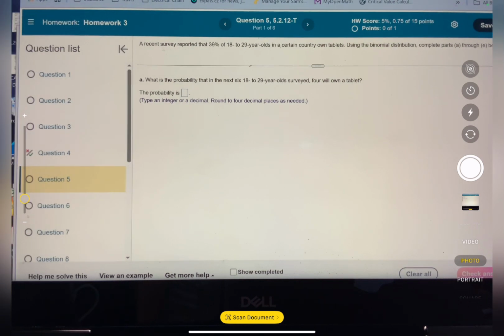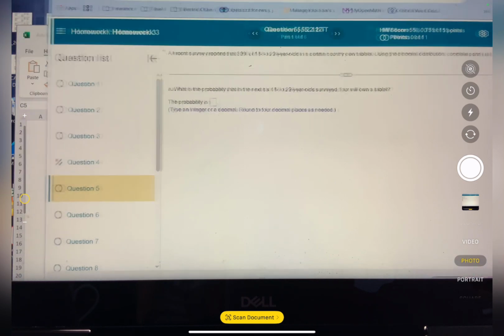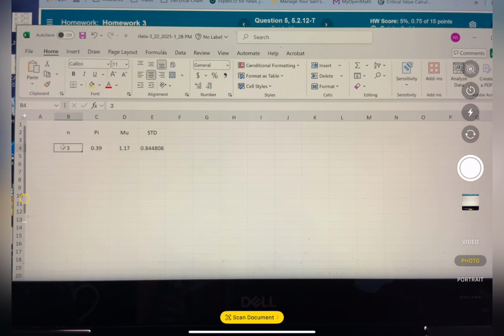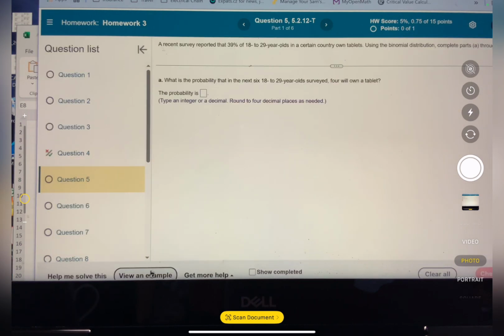All right. So what's the probability that in the next 6? The important n, the total number of cases, is not 18 through 29 years old, but 6 of them, right? So I'm going to bring this up and type 6. Now let's find out how we're going to find the probability formula.